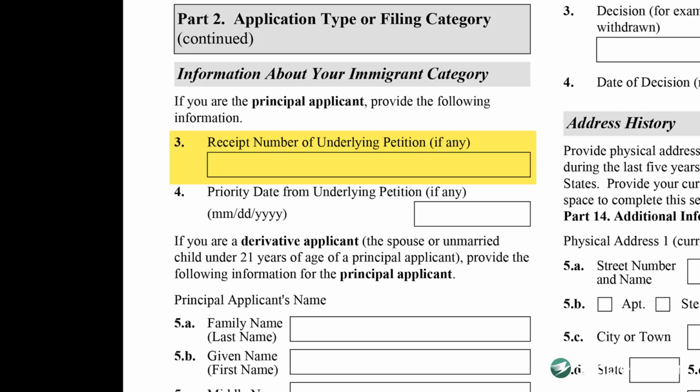If you're filing concurrently, which basically means filing the petition at the same time you file the I-485, like in a marriage-based green card, questions 3 and 4 will not apply to you. You can leave those blank. Question 4. If you have an approved petition, you should include its priority date here.